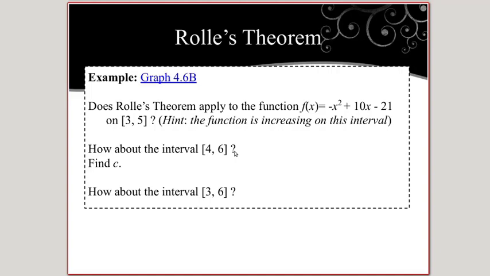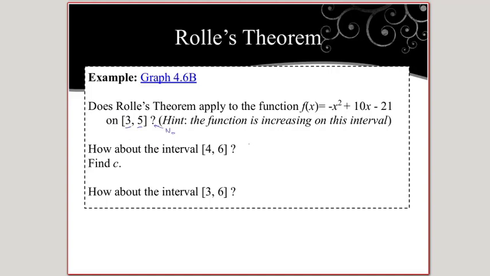So try this question. Does Rolle's theorem apply to the function f of x equals negative x squared plus 10x minus 21 on the interval 3 to 5? I'll give you a hint: the function is increasing on this interval. Well, if the function is increasing on the interval 3 to 5, that means that the function value at 3 and the function value at 5 must not be the same, because the function is just getting bigger as we move from 3 to 5. So the answer to the first question is no, it doesn't. For Rolle's theorem to apply, we need the function values to be the same at the endpoints.